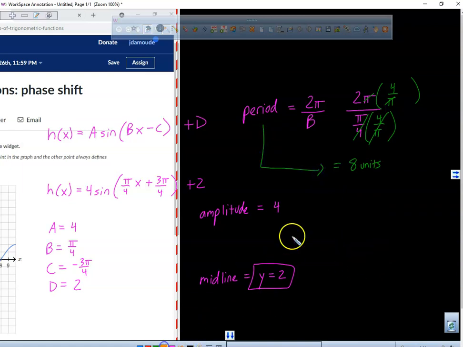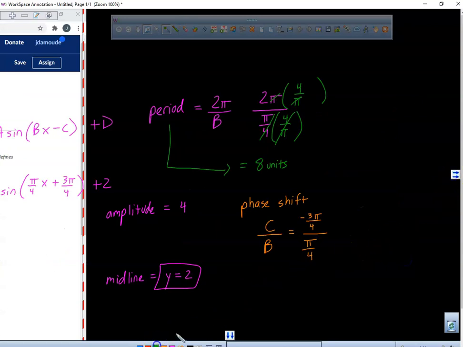What's the last thing we have to worry about? Our phase shift, right? So how do we find our phase shift? The formula for our phase shift is the c value divided by the b value. So we're going to take c divided by b. What is our c value? We said our c value was negative 3 pi over 4, and our b value is pi over 4. You're like, what in the world would I have to do to simplify that? Same thing, right? The reciprocal.